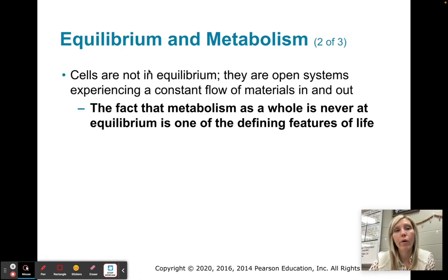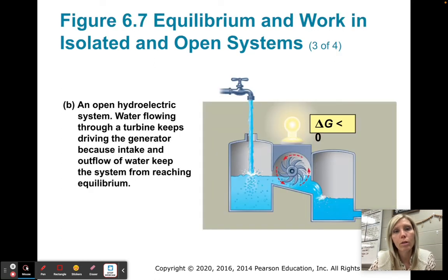This is a quick point. Equilibrium is not something you're going to use to describe cells. They're not in equilibrium. We have constant inflow and outflow of materials coming into and out of cells. And in fact, a cell that has reached equilibrium is a dead cell. It's not possible with metabolism for a cell to be in equilibrium.